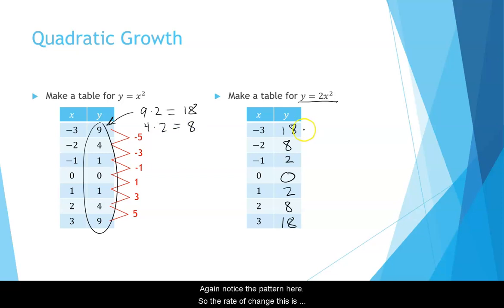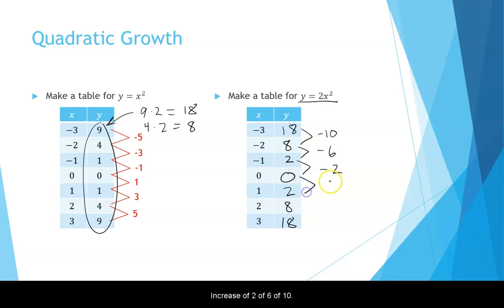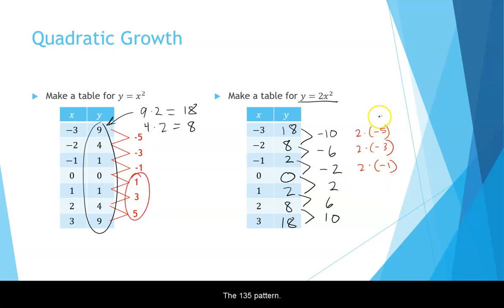Again, notice the pattern here. So the rate of change, this is a decrease of 10, of 6, of 2, increase of 2, of 6, of 10. And so another way to look at this or think about this is 2 times -5, 2 times -3, 2 times -1. So there's our lovely friends, the 1, 3, 5 pattern. There's the 1, 3, 5 pattern again. 2 times 1, 2 times 3, 2 times 5.